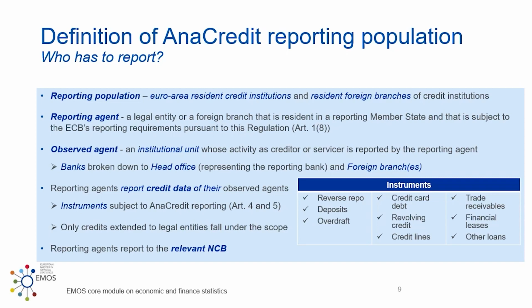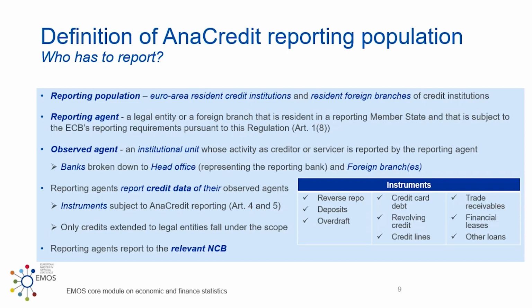The rationale for distinguishing between reporting agents and observed agents is that AnaCredit is designed to obtain a complete picture of credit exposures in the euro area, taking into account the area of economic activity of the reporting agent. All reporting agents have to report data to the respective national central bank, which is determined by the residence of the reporting agent. The term credit is defined broadly under the AnaCredit regulation.